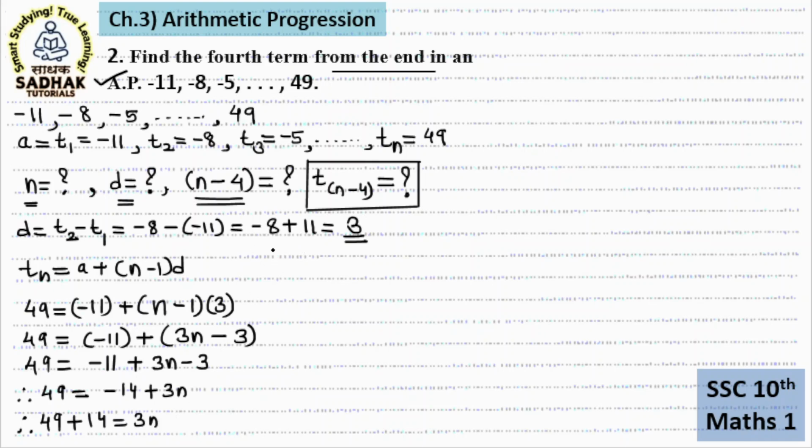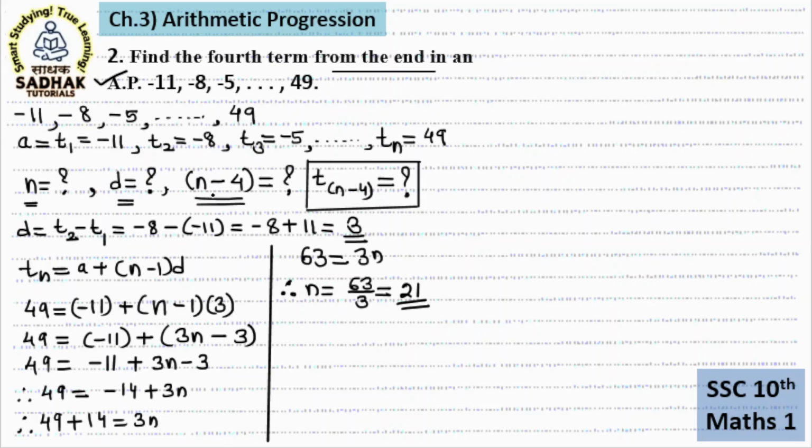Now 49 plus 14 will be 63. So 63 is equal to 3n. Therefore n is equal to 63 divided by 3. This 3, when it goes to the other side, becomes division. So that will give us 21. See, we have found n also. First we found d, then we found n.